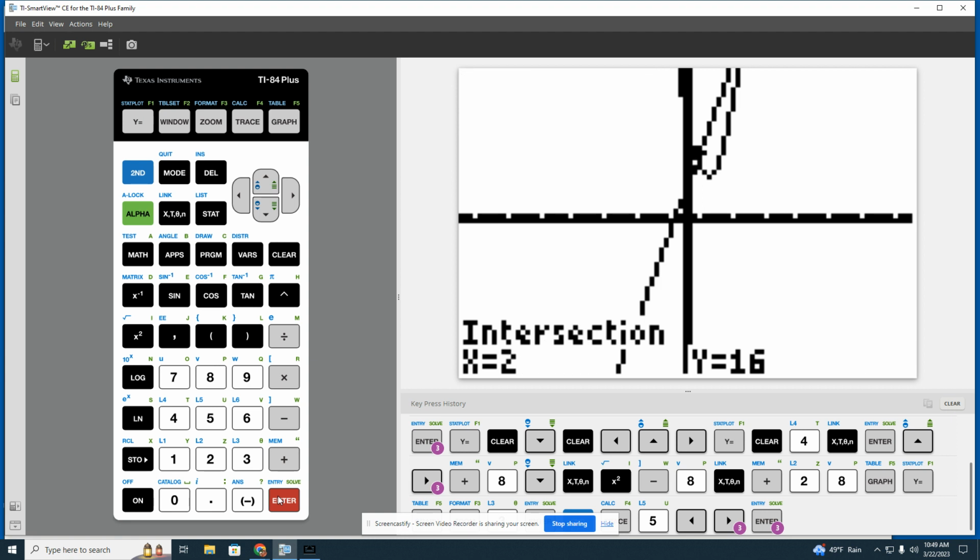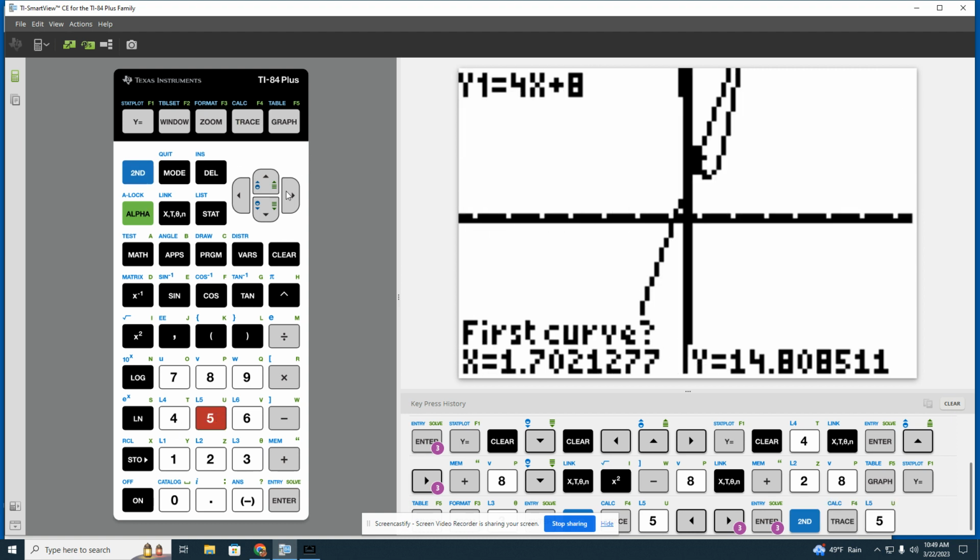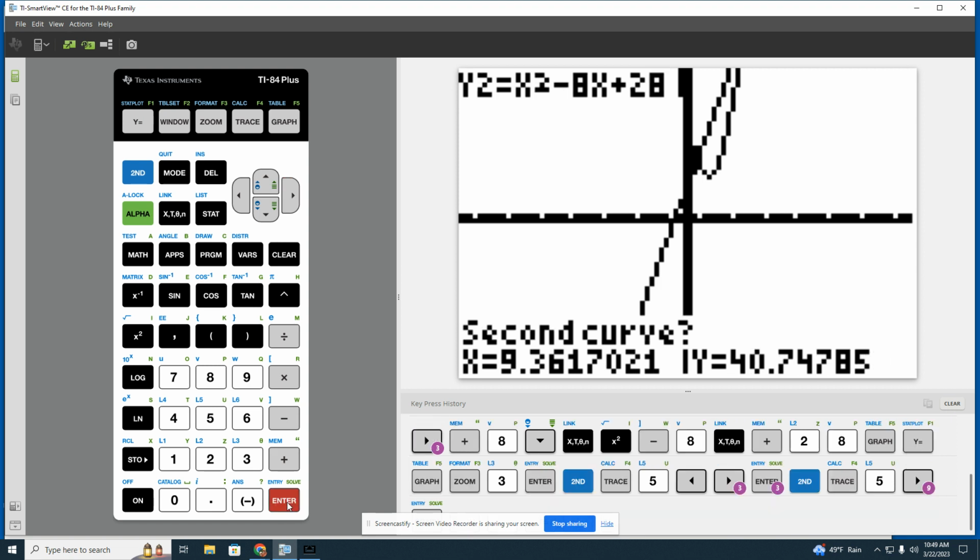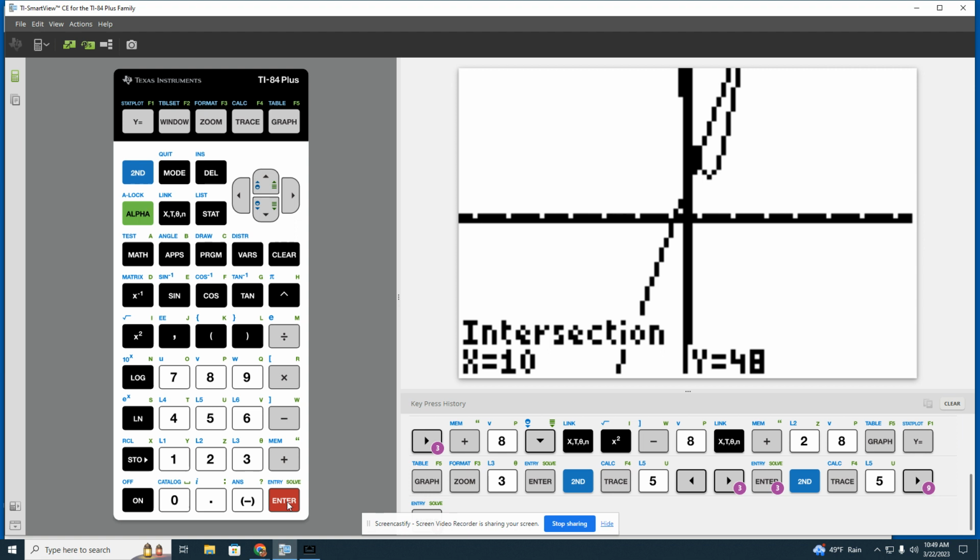What's that first intersection? 2, 16. And then lastly, I'm going to do second trace number 5 one more time. And I'm just going to scroll up here until it's kind of gone off and push enter a couple times. One more, and there it is, 10, 48. What was the first one? 2, 16.